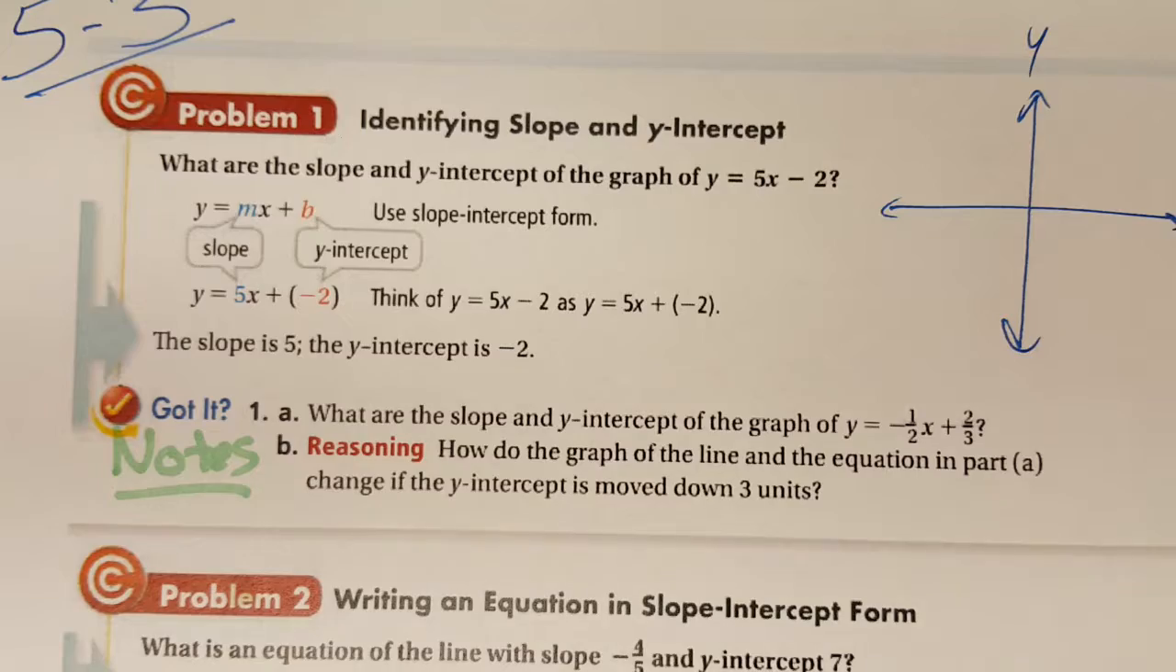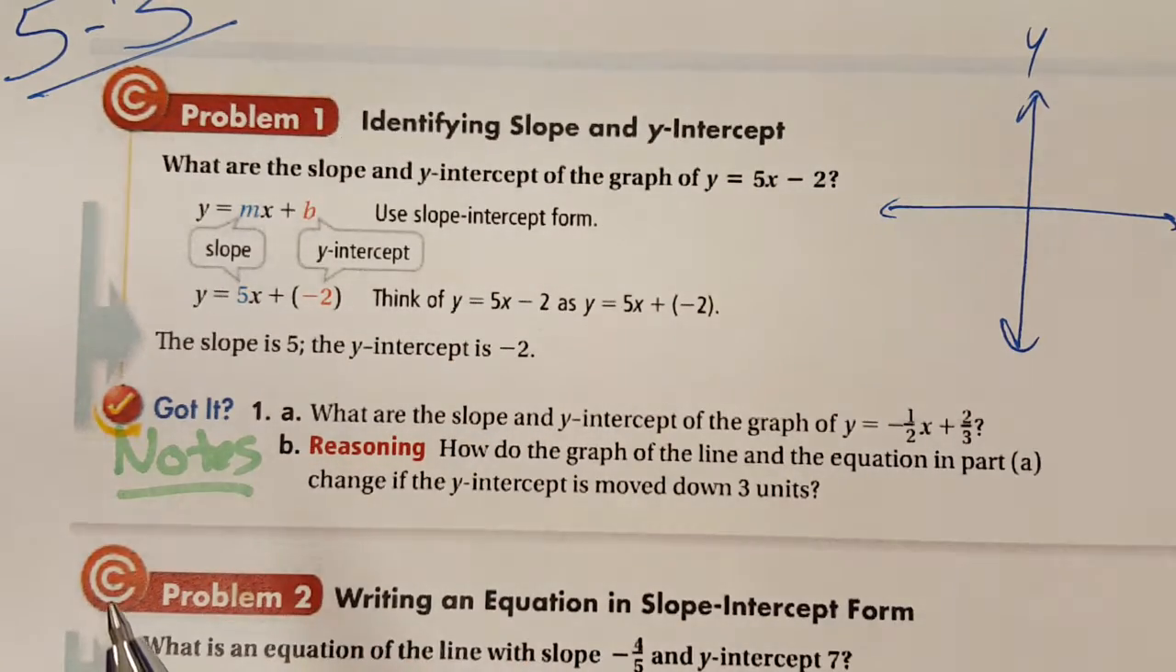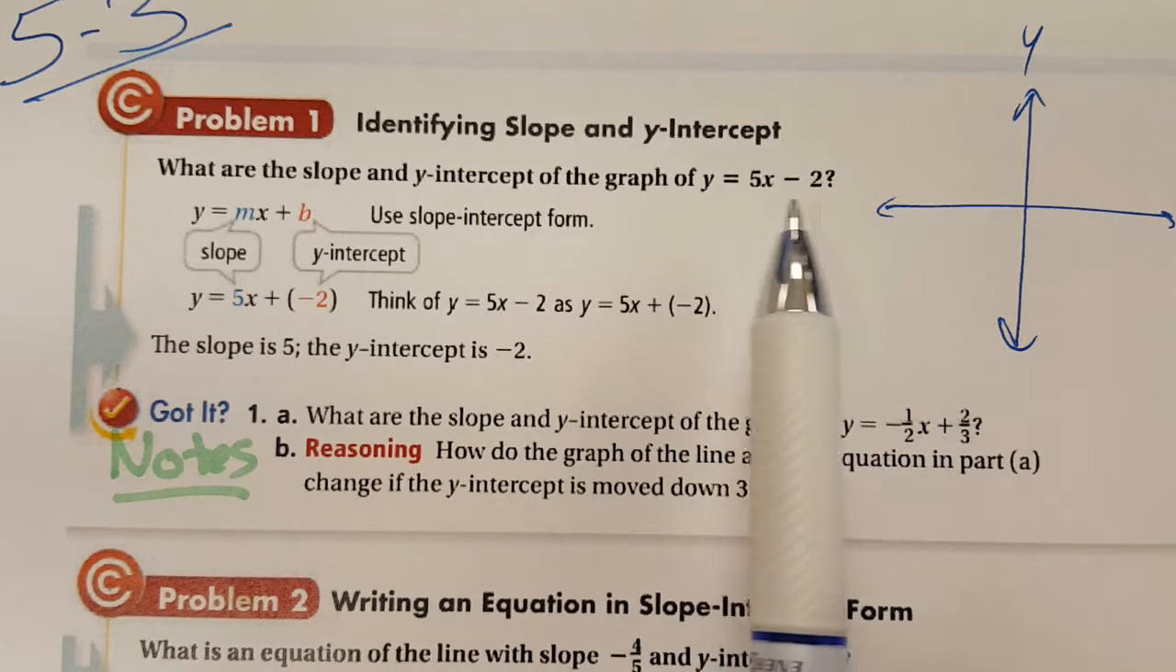But here's some of the problems you're going to have. They want you to simply identify the slope and the y-intercept when they give you a slope-intercept equation. So it's basically saying, hey, what are the parts of this equation? Very simple. So we have y equals 5x minus 2.